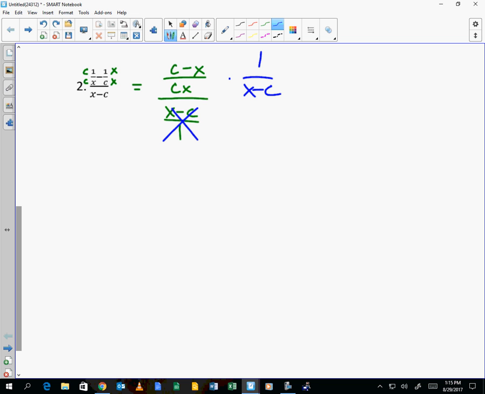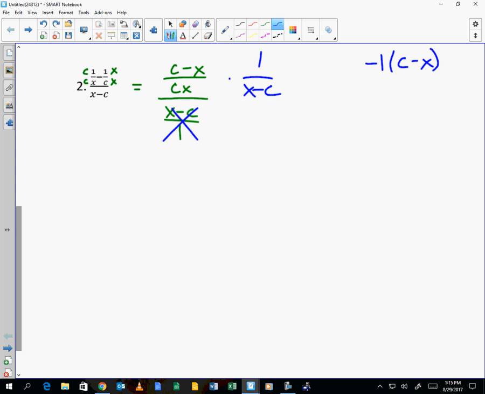C minus x and x minus c, are those the same? They are not. They differ by a factor of -1. So if you were to take a -1 out of the expression x minus c, you'd come up with a positive c and a negative x. So then they would cancel.